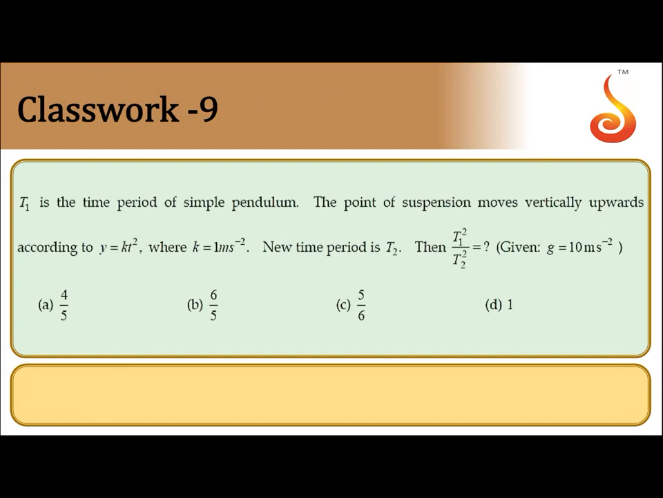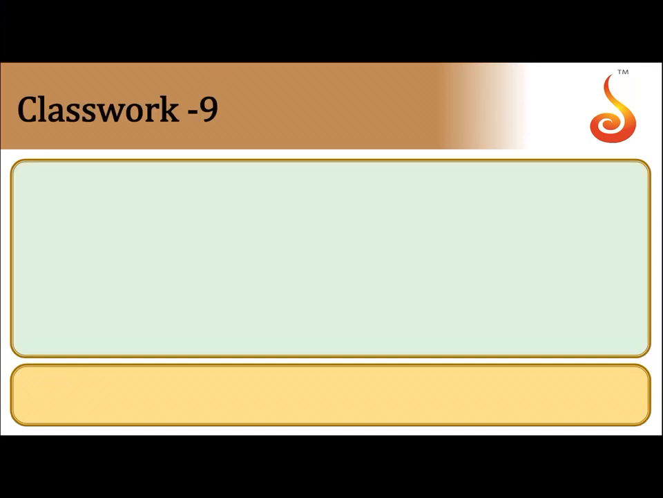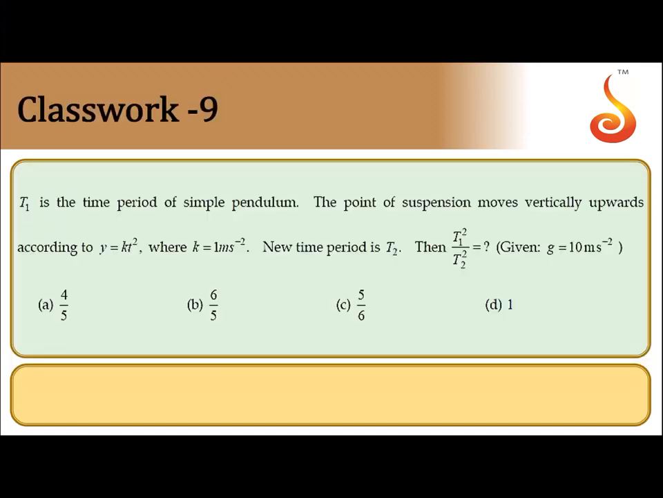Let us go on to the next one. T1 is the time period of simple pendulum. The point of suspension moves vertically upwards according to y is equal to kt square, where k is equal to 1 meter per second square. Then new time period is T2. Then T1 square by T2 square is what? Given g is 10 meter per second square.